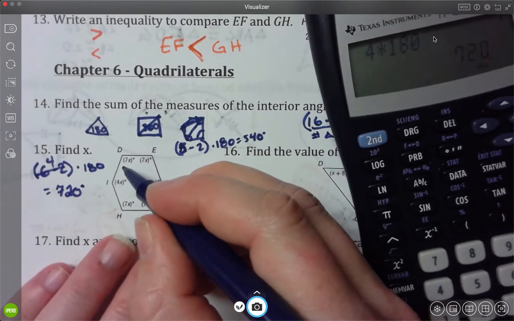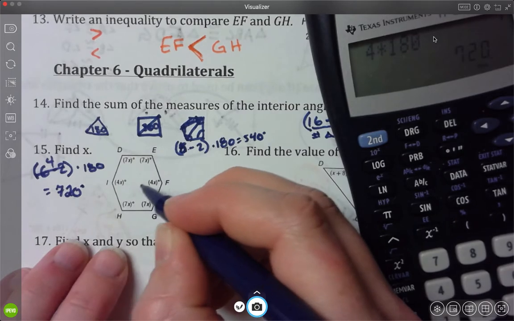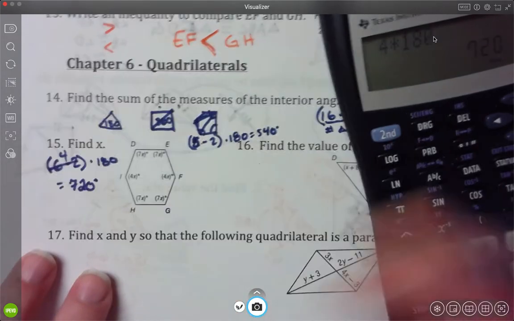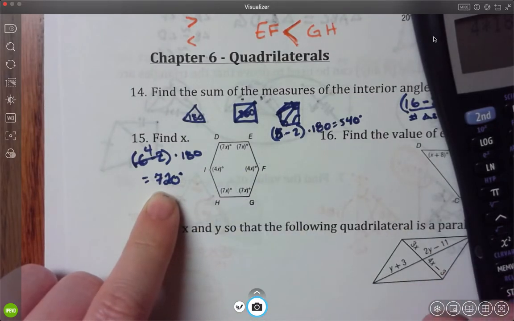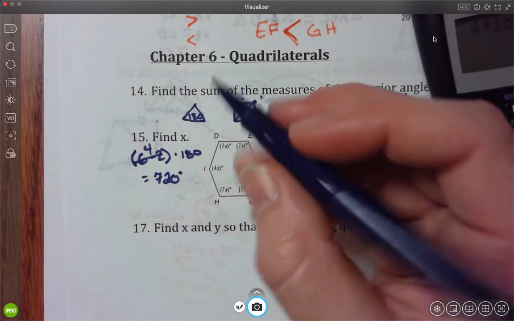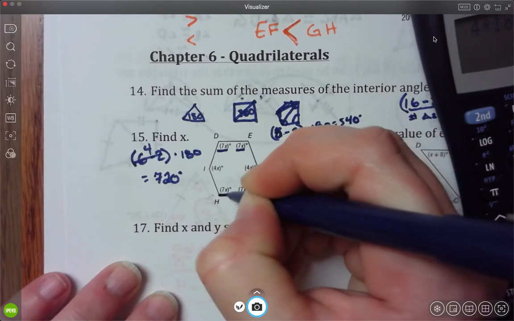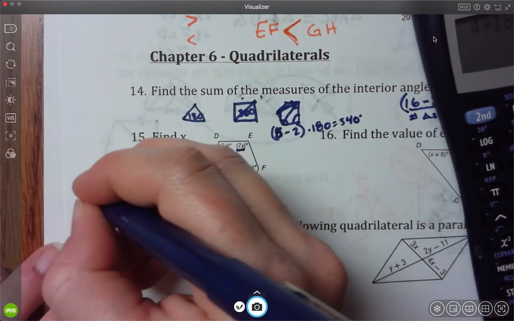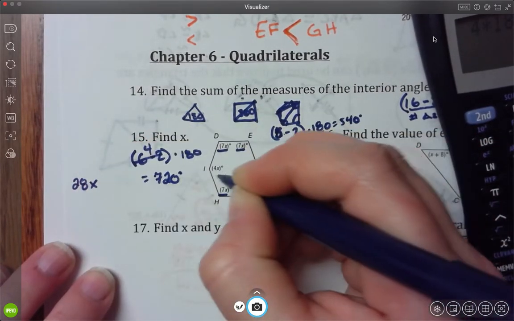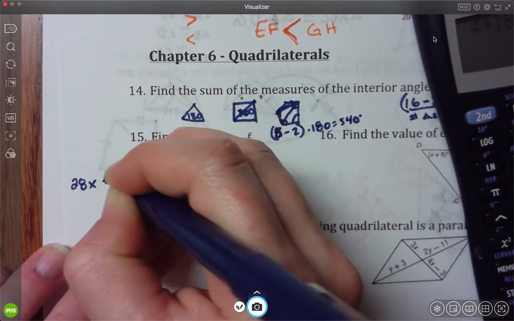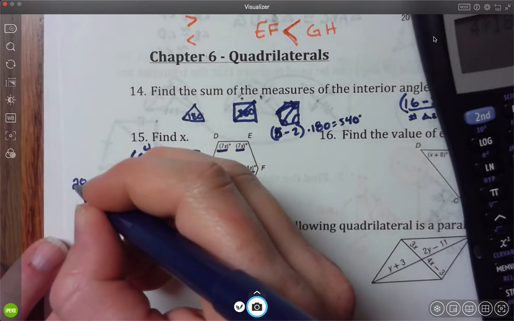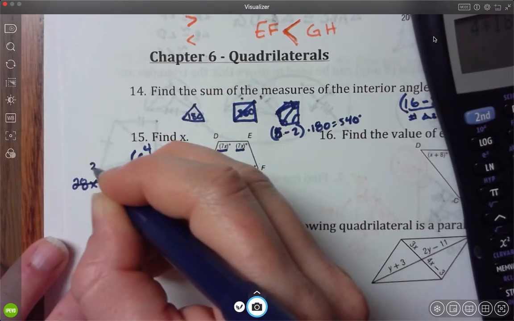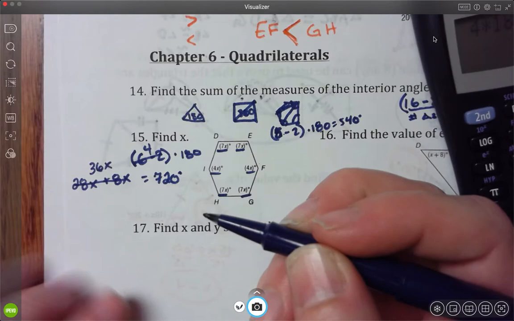Okay, so 7x plus 7x plus 4x plus 4x plus 7x plus 7x should add up to be 720 degrees because this is a 6-sided figure, okay? I'm going to do some simplifying to start with. 7x, 7x, 7x, 7x, that's going to be 28x. And 4x and 4x is going to be just another 8x. Okay, so I'm going to simplify that a little bit. And then 28x plus 8x is going to be 36x. And then I just have to solve for x.